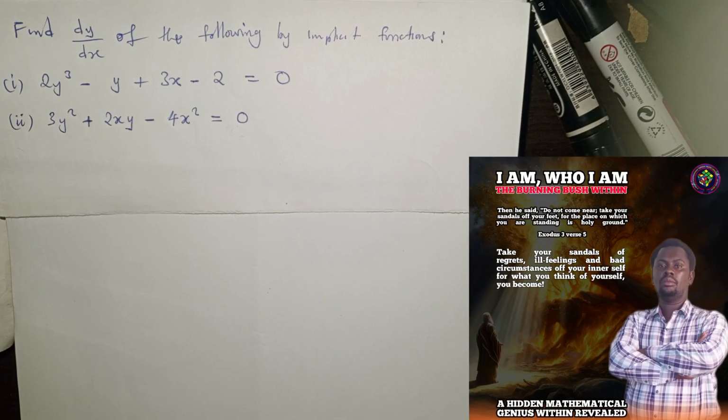Find dy/dx of the following by implicit differentiation. 1: 2y cubed minus y plus 3x minus 2 is equal to 0. Then 2: 3y squared plus 2xy minus 4x squared is equal to 0.